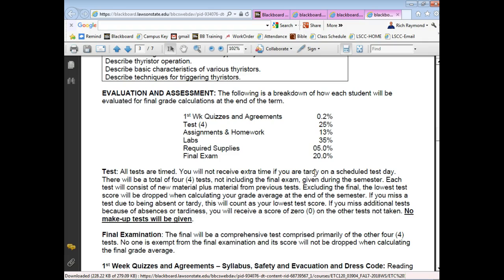If we gave makeups, what couldn't we do the next class? We couldn't go over the test, right? You understand? Because now that wouldn't be fair on everybody else here. So we don't give makeups.